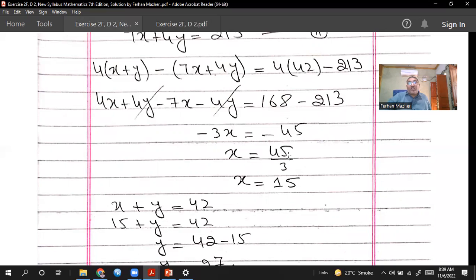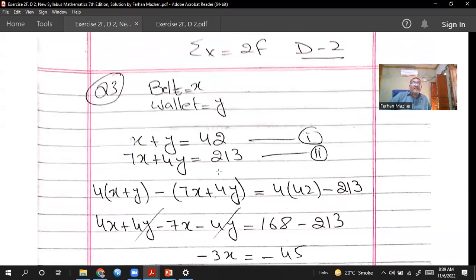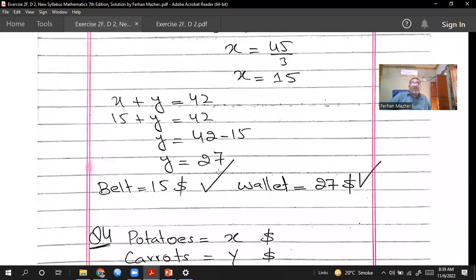So x will be equal to 45 divided by 3, negative, negative cancel. So x will be equal to 15. So the cost of a belt is $15. Now I want to find out the cost of the wallet.